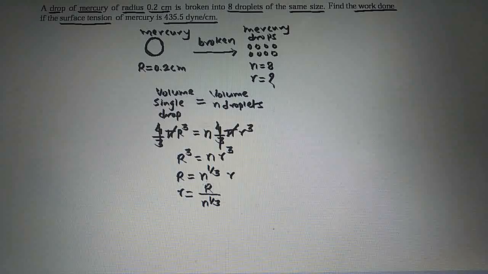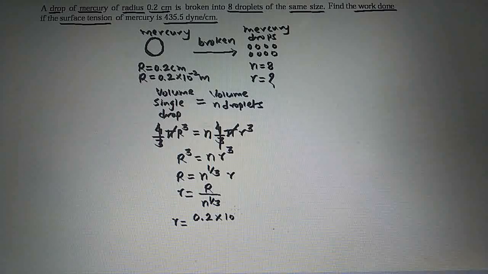If we put the value of capital R here, which is in centimeters, we will convert it into meters, because we have to find the work done. So we can write 0.2 into 10 raised to minus 2 meter. Putting the value of capital R, it is 0.2 into 10 raised to minus 2 divided by, what is n? n is 8. So 8 raised to 1/3.